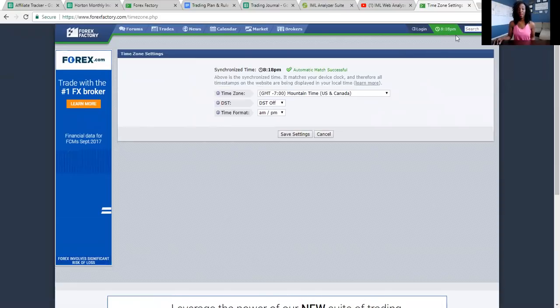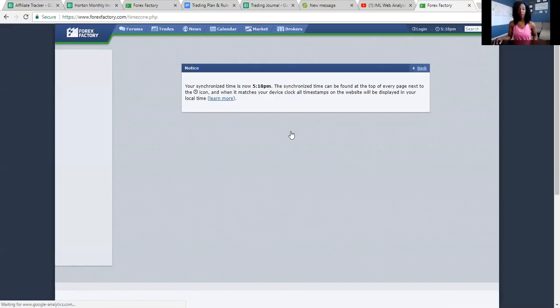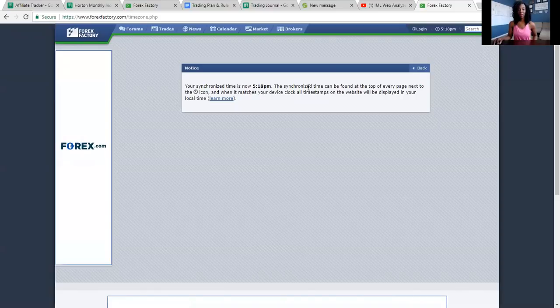So if this is matching the clock on your computer, then basically you're going to have a synchronized time. So now it's showing successfully. So let me save my settings. And now, see, your synchronized time is now 5:18 p.m. The synchronized time can be found at the top of every page.